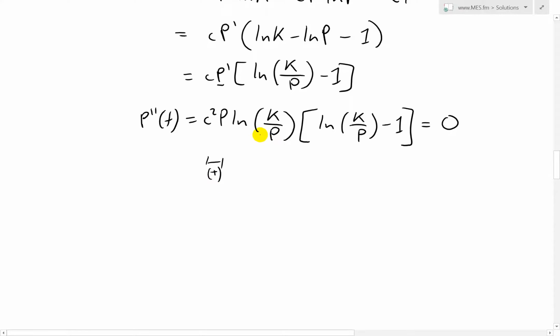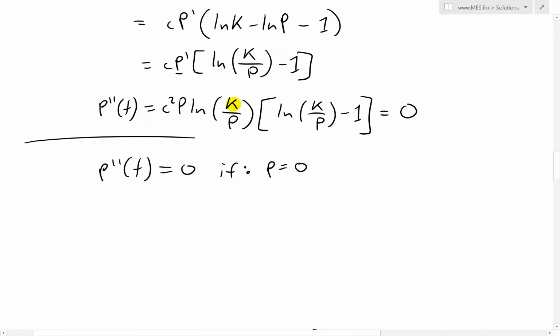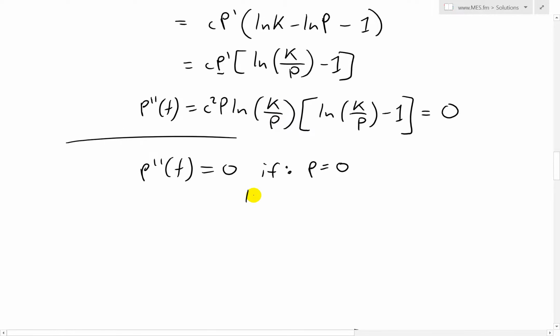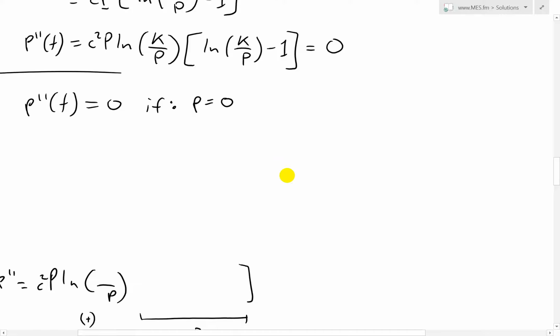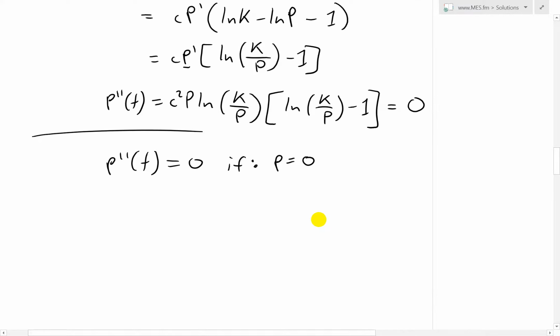And then here, instead of saying positive, we have P double prime of t equals 0, and the only way is if P is equal to 0. If P equals 0, that's one way, or we have this ln K over P. So it's either P is equal to 0, or this ln K over P is equal to 0.